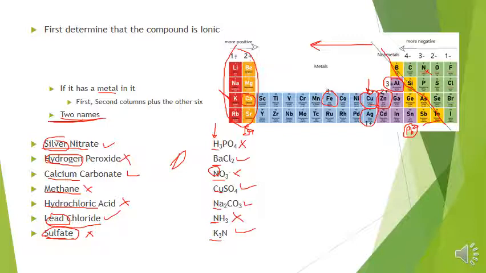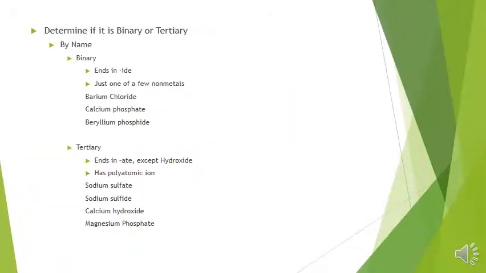Then once you have an ionic compound, if you're given the name, you have to figure out its formula. The way to do that is to determine, first of all, if it's binary or tertiary. And the same thing goes for the formula. If you're given the formula, first of all, determine if it's binary or tertiary. So let's look further into that. Once we determine we have an ionic compound, you should be able to determine if it's binary or tertiary, and that will help you figure out the name or the formula.